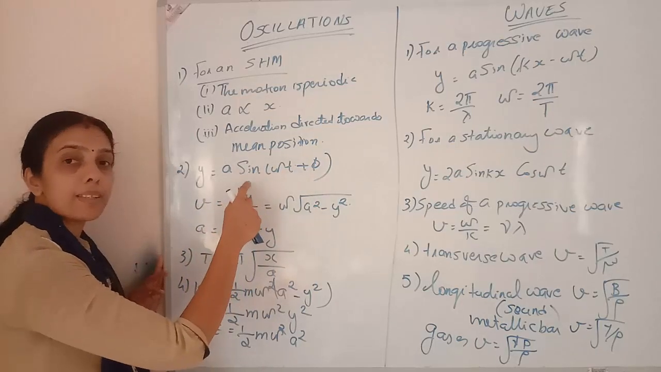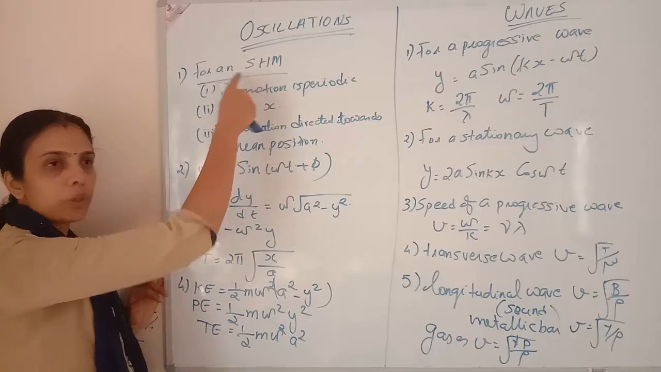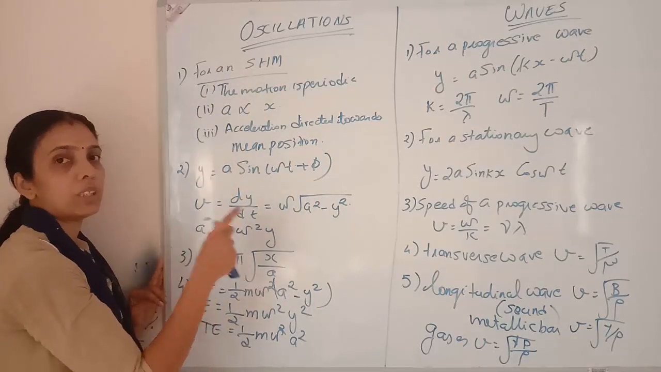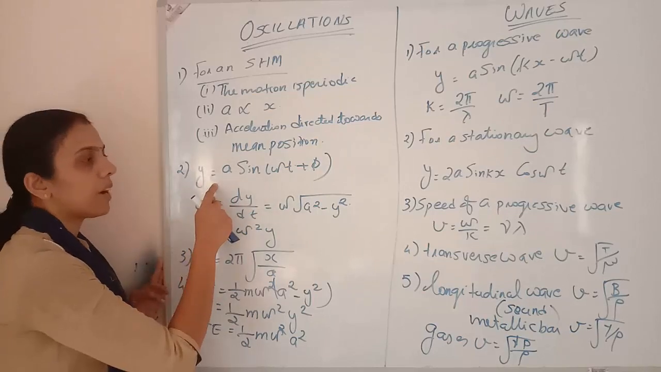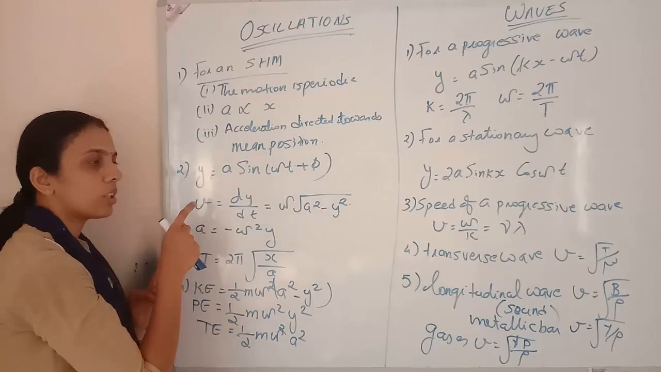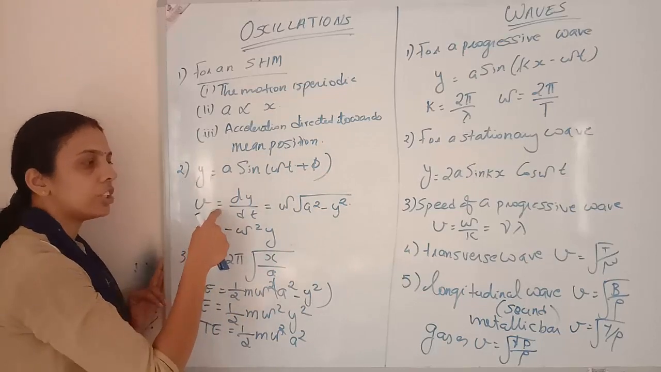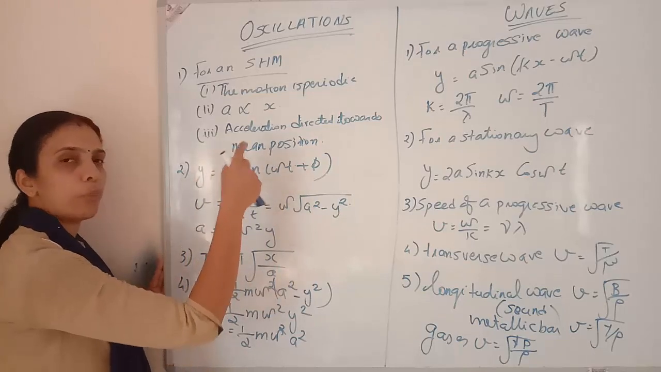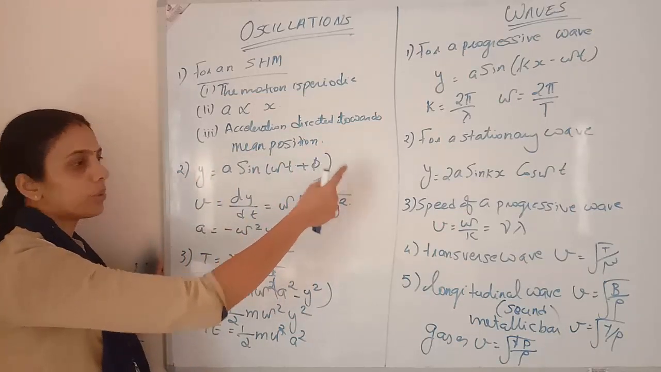This is the representation of an SHM. How can we represent the displacement of an object which is moving under SHM? y equals a sin(omega t plus phi). If you want to find the velocity, just differentiate it, and you can write it as a omega cos(omega t plus phi).